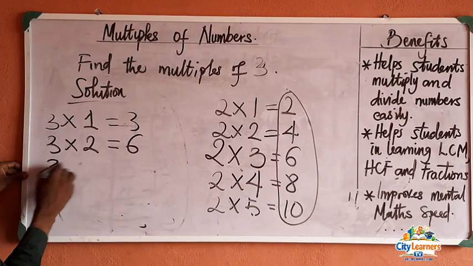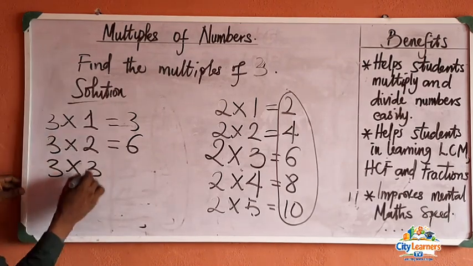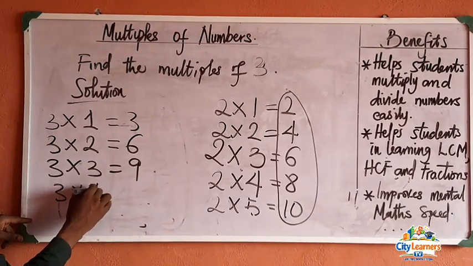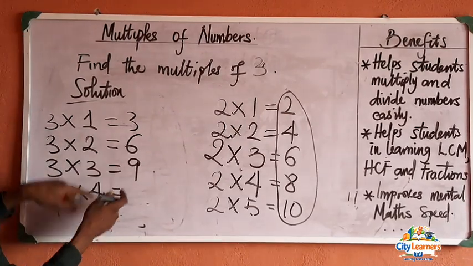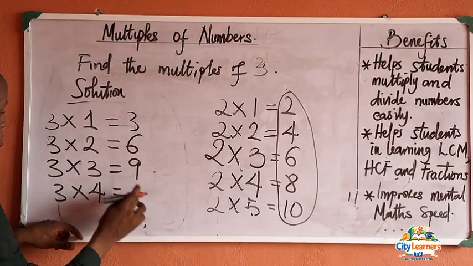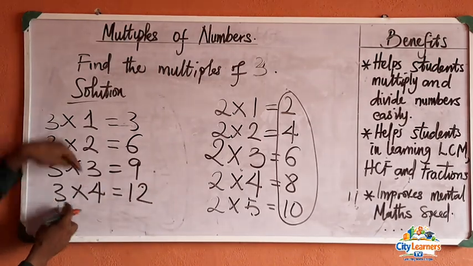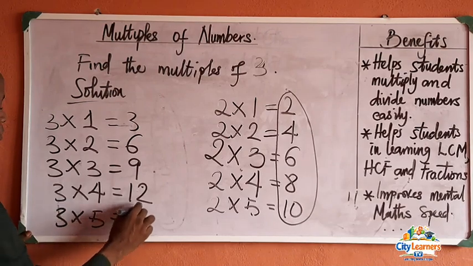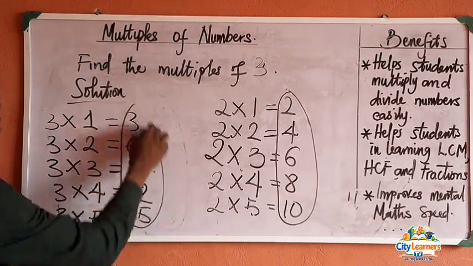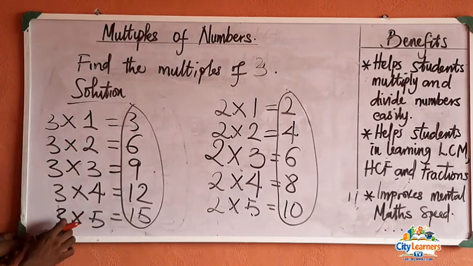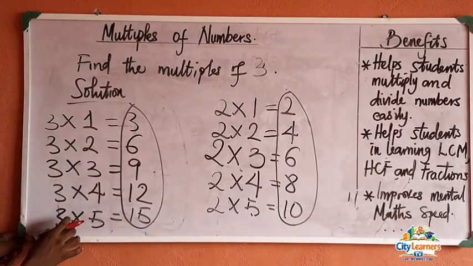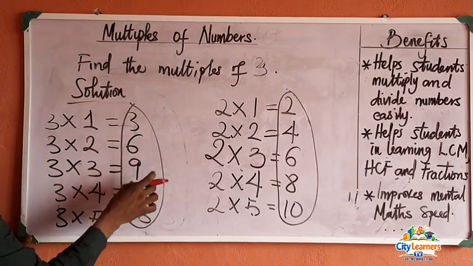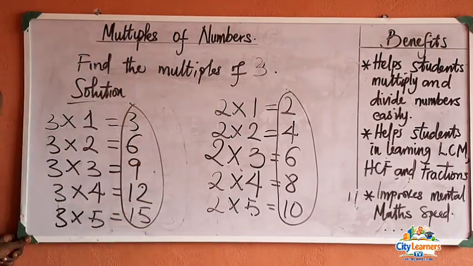And then the next is 3 multiplied by the next whole number, which is 3. Adding 3 in 3 places will give you 9. Then 3 multiplied by 4 is the next. Adding 3 in 4 places will give us 12. And then 3 added in 5 places will give us 15. All these answers are called the multiples of 3. So the multiples of 3 are 3, 6, 9, 12, 15, and so on.